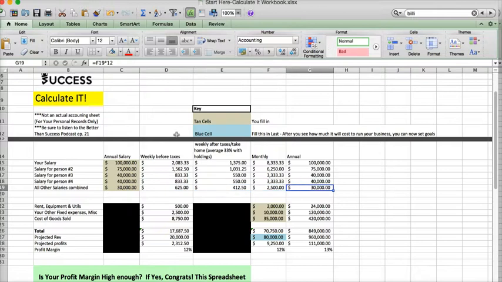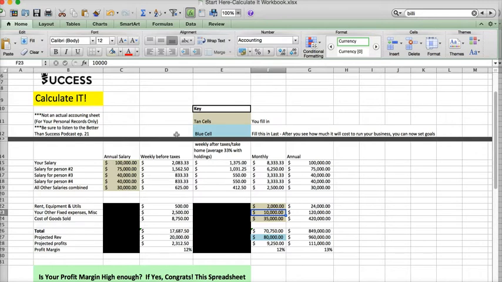The next thing that you're going to need to figure out on a monthly basis, I use monthly because it's a lot easier, is your rent, equipment, and your utilities. So you need to figure out what that's going to cost, your rent, equipment, and utilities, and then all your other fixed expenses and miscellaneous.